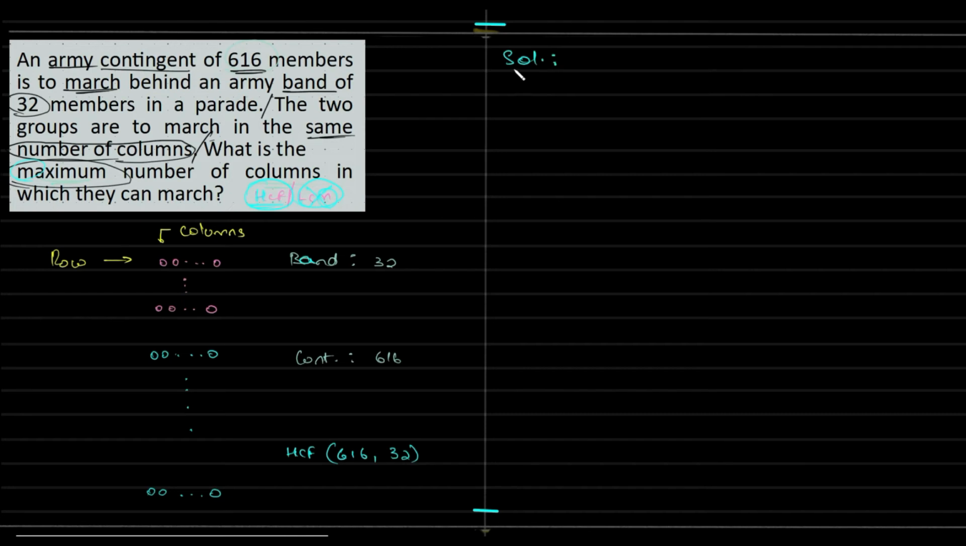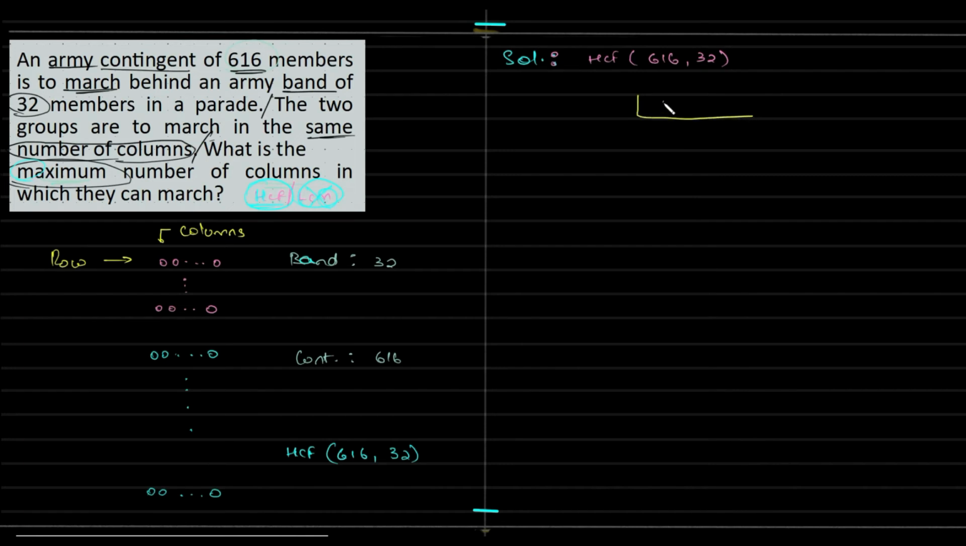So should you use Euclid's division lemma? You need not, because it is not specified. When they want you to use Euclid's division lemma, they specify it: use Euclid's division lemma to find this answer and all of those. In this case, they are not specifying. So I just have to find the HCF of 616 and 32. We can go the traditional way.